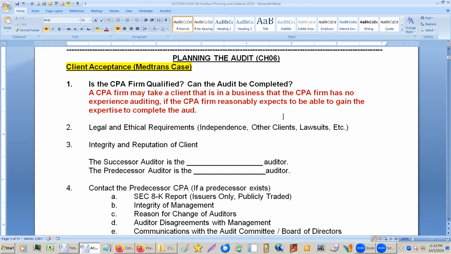I didn't complete the audit. Okay. So you can take a client that you don't have expertise in if you reasonably suspect that you can get the expertise you need. You can get it online, seeing what other people did for the audits. You could hire an expert to come in, find somebody who has done audits of flower shops, bring them in to help you.